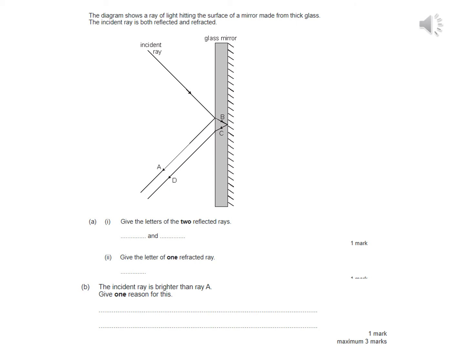Give the letter of 1 refracted ray, and then the incident ray is brighter than ray A. Give 1 reason for this. 3 marks. See what you can do with these questions. Answers are coming up.